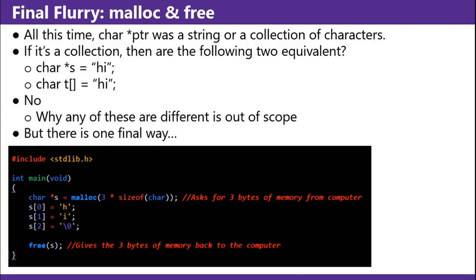Char star s equals malloc 3 times size of char. This asks for 3 bytes of memory from the computer. And then in the first slot, you put an H. In the second slot, you put an I. And then in the third slot, you put the end of the string. And then when you're done with the memory, you free it, which gives the 3 bytes of memory that you asked for before back to the computer. Segmentation fault, core dumped.